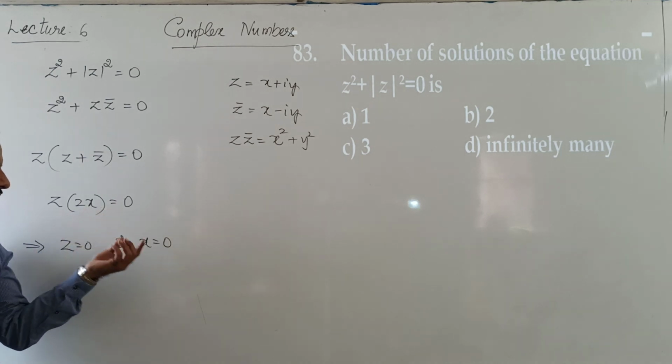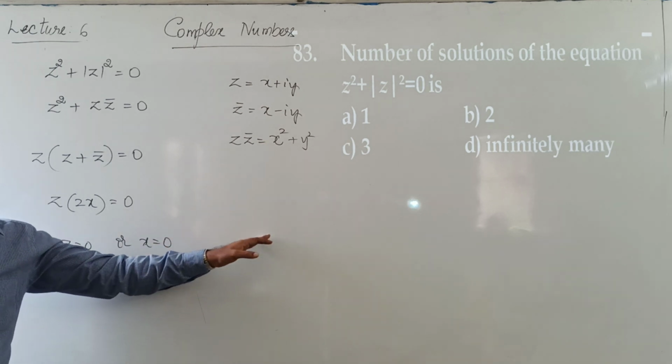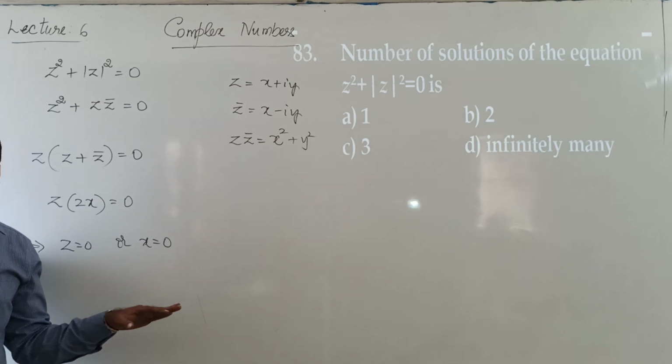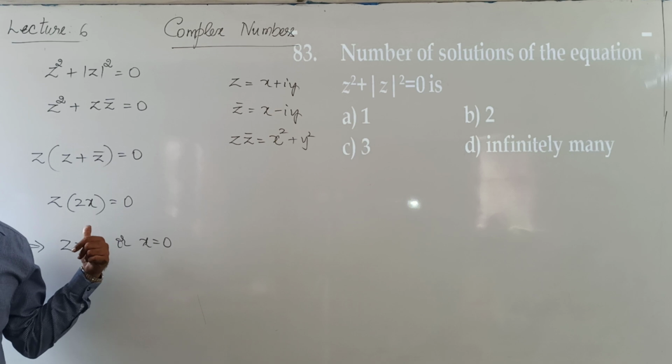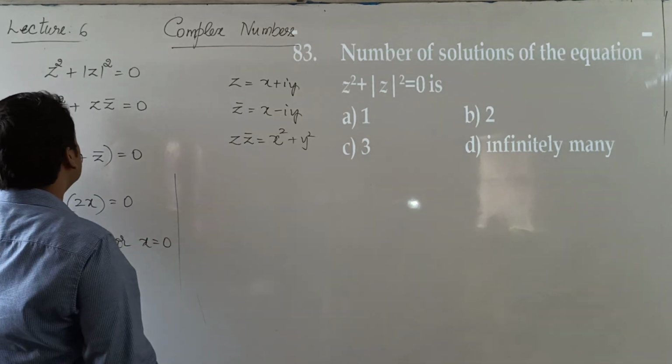So for all x equal to 0, when y can be any real number, all of those will be solutions. In other words, all the complex numbers which are purely imaginary, all those will be the solutions of this equation. Or I can put it in another way also.